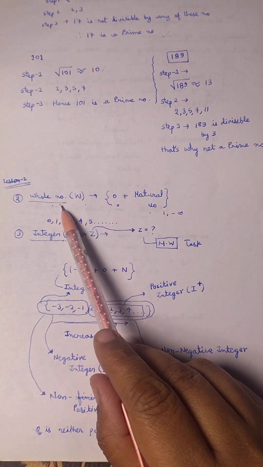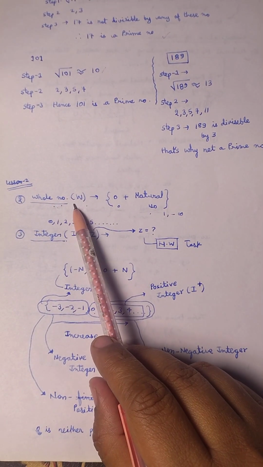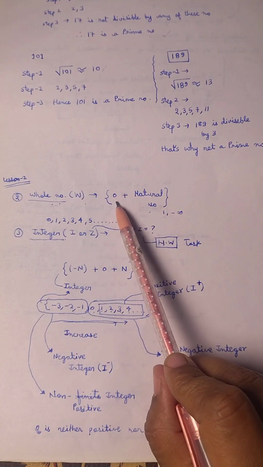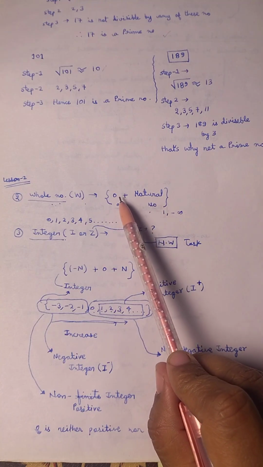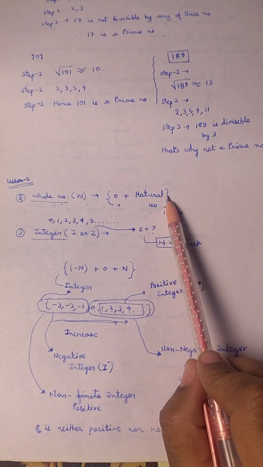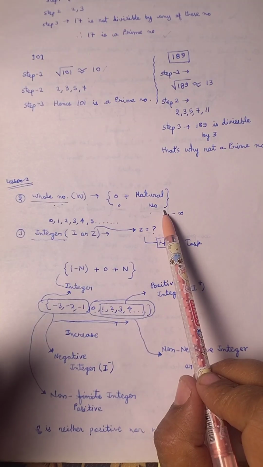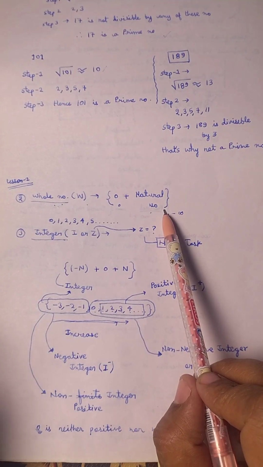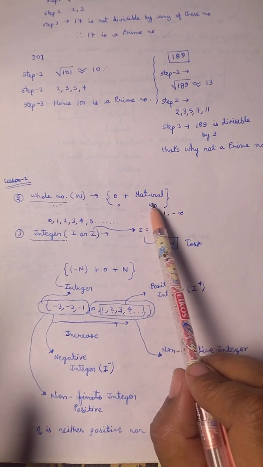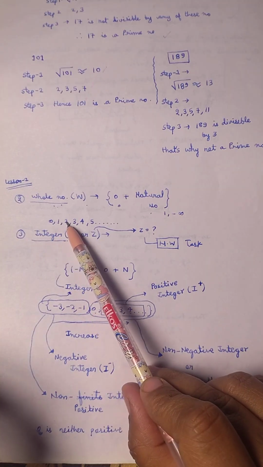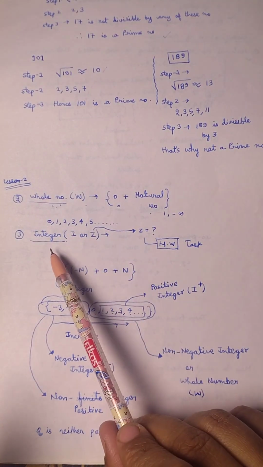Now, what is whole number? Whole number is natural number plus 0. If we include 0 in the natural numbers, the natural numbers with 0 added form the whole numbers. For example, 0, 1, 2, 3, 4, 5 and so on.